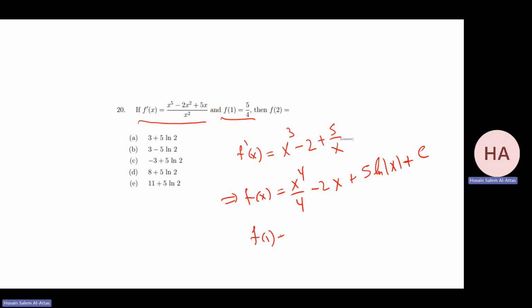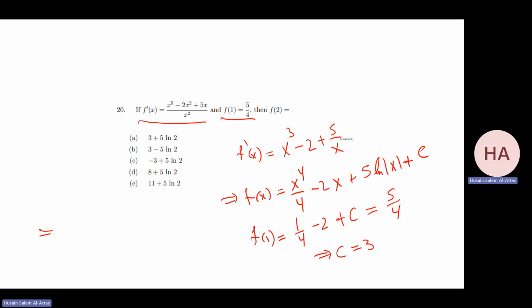I have this information. f at 1 will be 1 over 4 minus 2, plus 5 ln 1. Ln 1 is 0. 5 times 0 will be 0, plus c. That should be equal to 5 over 4. So that implies c equals what? We take 1 over 4 there, that will be 1 plus 2, so c equals 3.